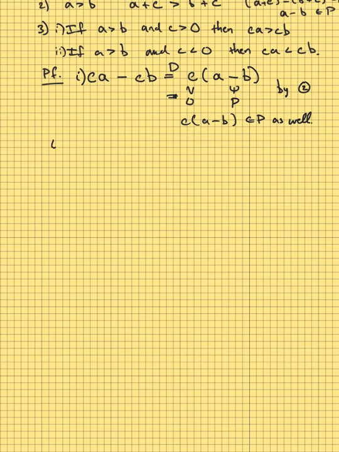Okay, and for the last part, it's a similar proof, but I'll write it. So CB minus CA, we have to show this is greater than or equal to 0. So this is equal to, again, C times B minus A, where now we know that C is less than 0, and B minus A is less than 0.